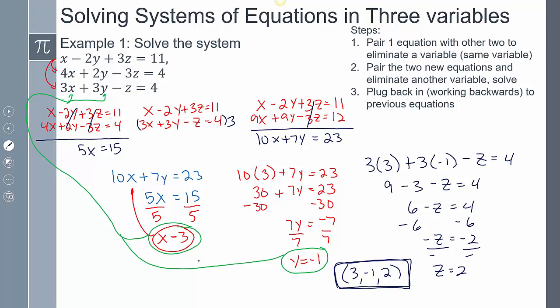Then I have to take both of those values and I plugged it into this third equation here, even though you can plug it into either of them, it doesn't matter. And so I plugged it back in, and that's how I got z equals 2, and so I wrote the answer as a point.